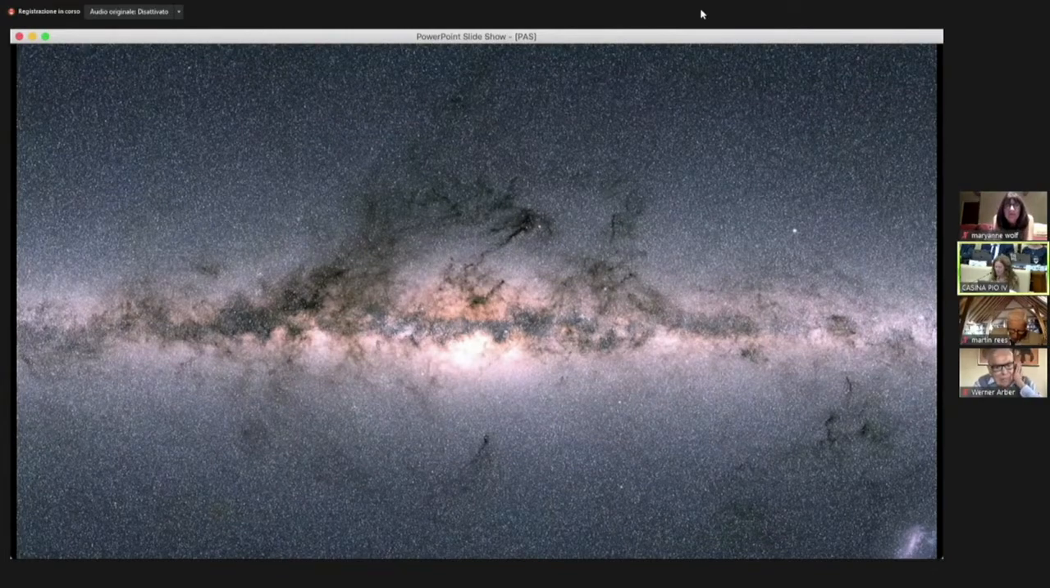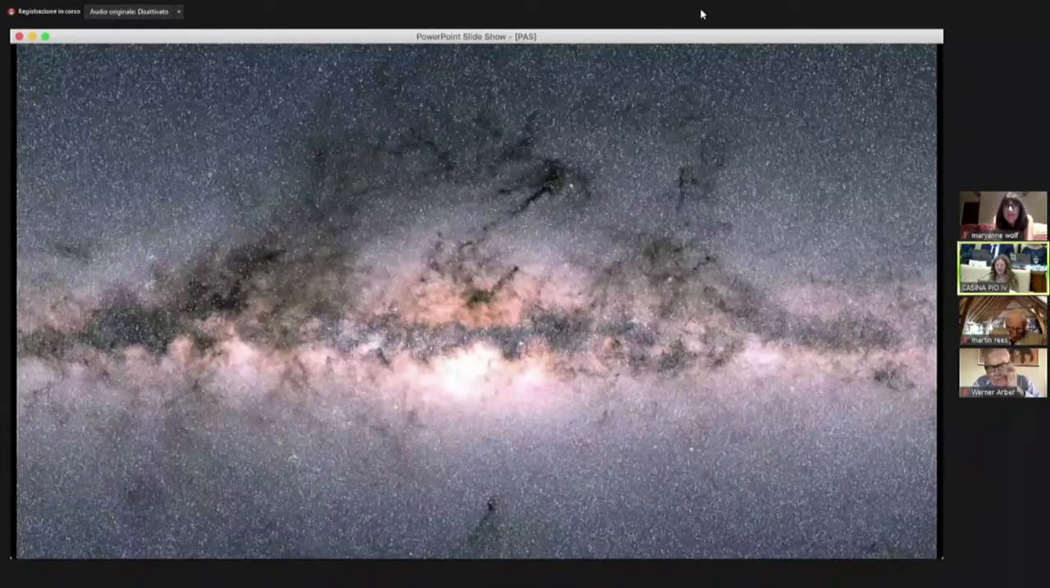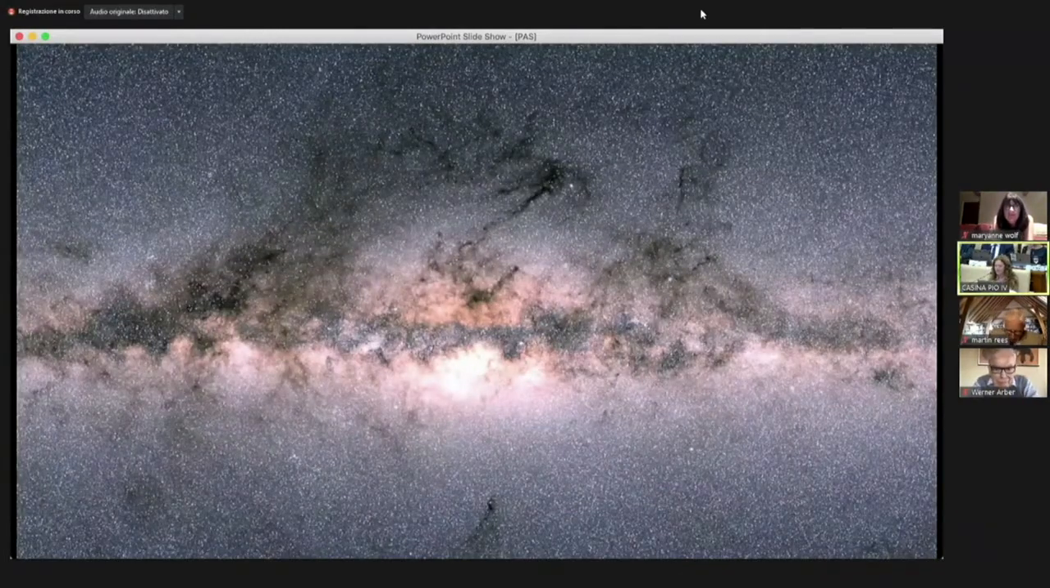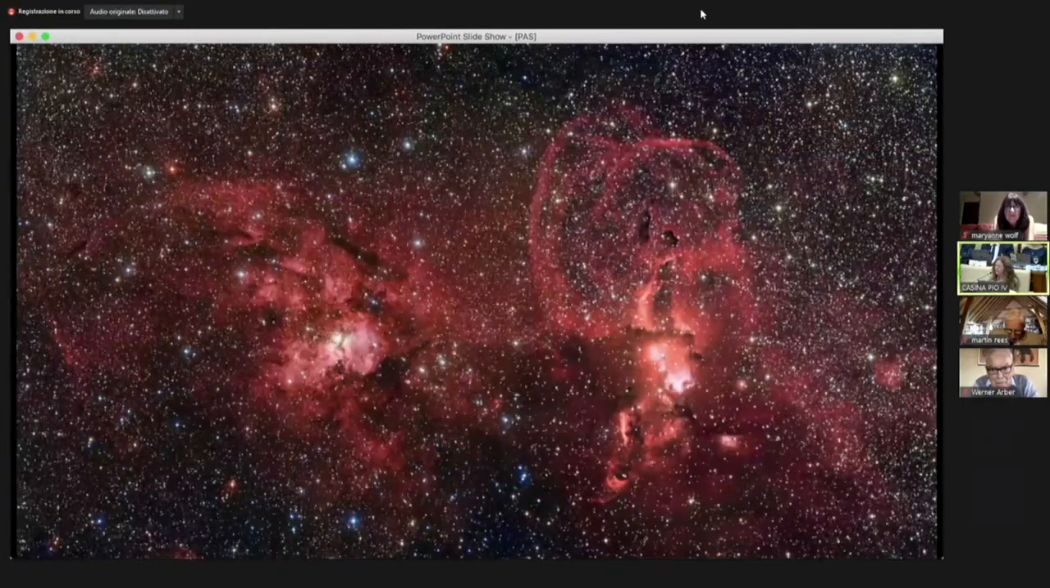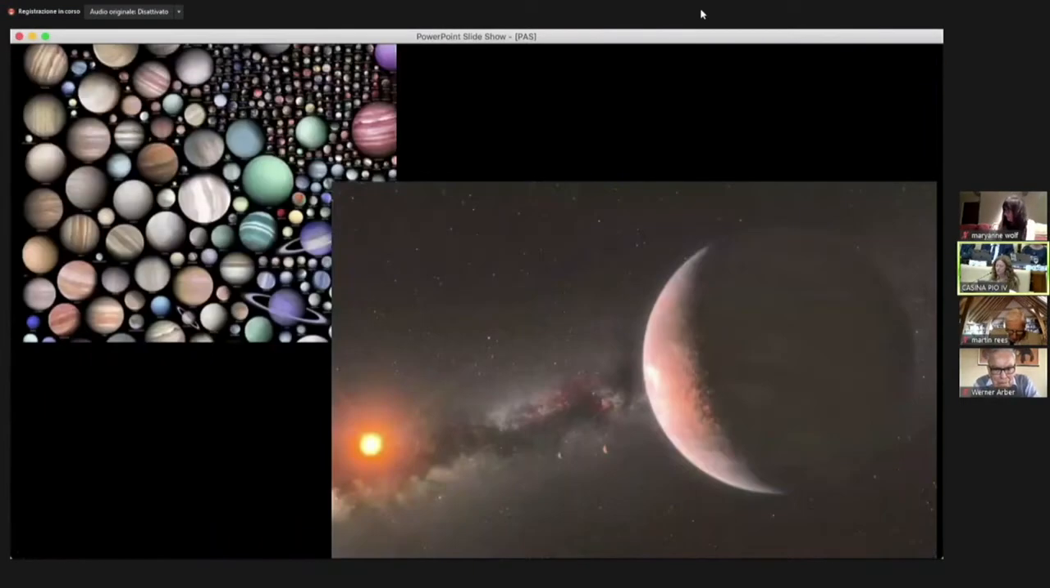But if you have a space mission like Gaia, then you can actually see these individual stars and measure their properties. What you also see in this image are these very dark patches on the sky, which are clouds of dust and gas, where new stars are being born, and with those new stars, also planets.